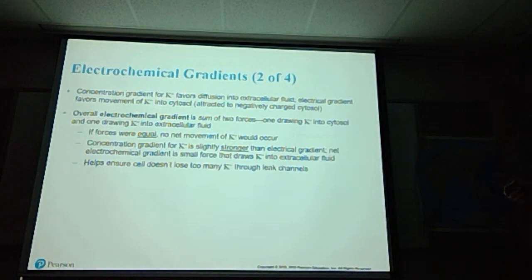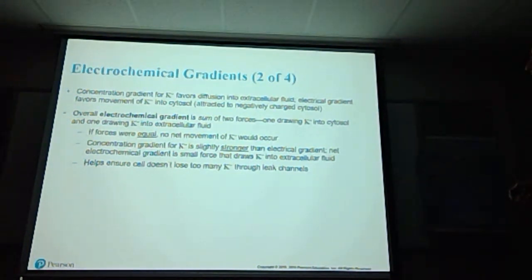The concentration gradient for potassium favors diffusion into the extracellular fluid. The electrical gradient of potassium favors the movement of potassium into the cytosol. It is attracted to the negatively charged cytosol, because there's positive and negative. Overall, the electrochemical gradient is the sum of two forces, one drawing potassium into the cytosol, one drawing potassium into the extracellular fluid. If the forces were equal, there would be no net movement of potassium.